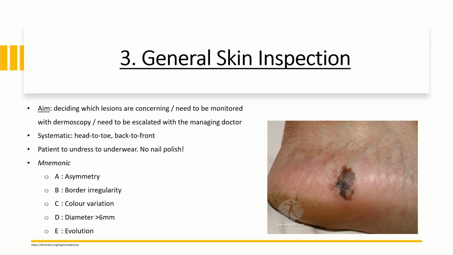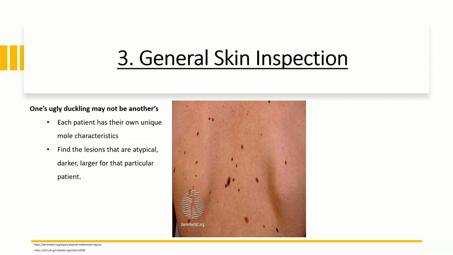Again, this is to determine which lesions I want to monitor. A for asymmetry, B for border irregularity, C for color variation, D for larger lesions, especially ones above 6 millimeters, and E, evolution, is really for subsequent visits, so it doesn't apply at your baseline visit. This is an example of a picture that ticks all the boxes: it's quite irregular, quite large, and the color is variable across the one lesion. I just want to reiterate that just because it's irregular doesn't mean everything is concerning.